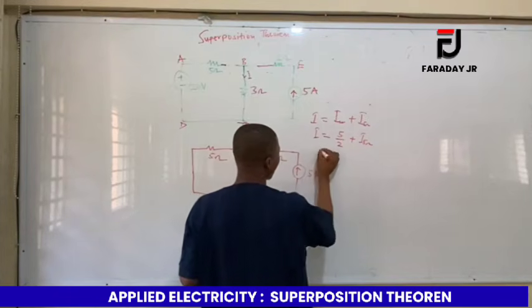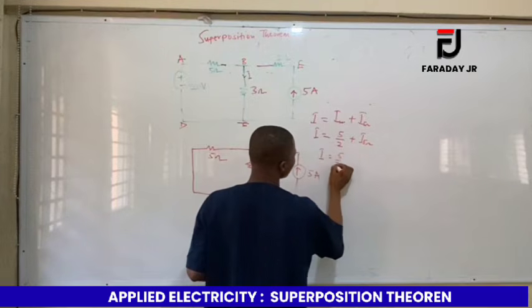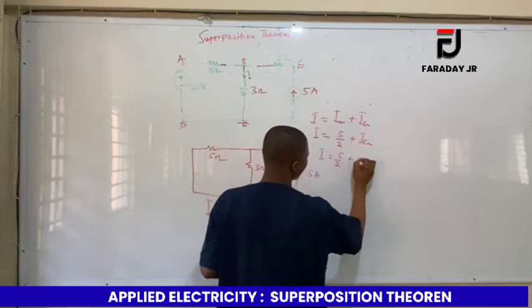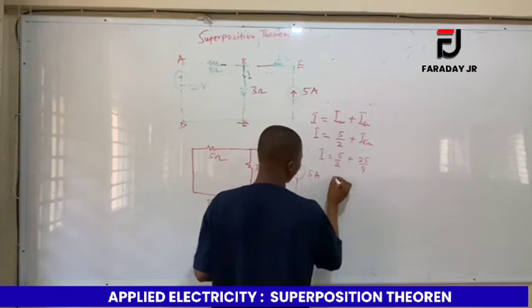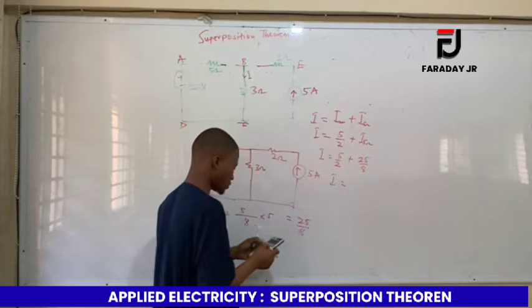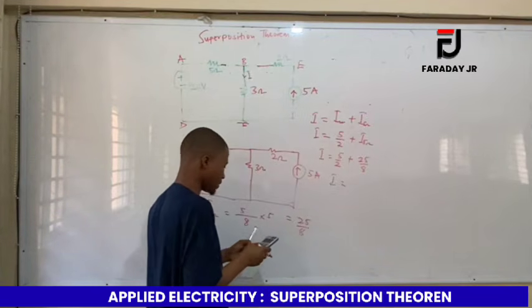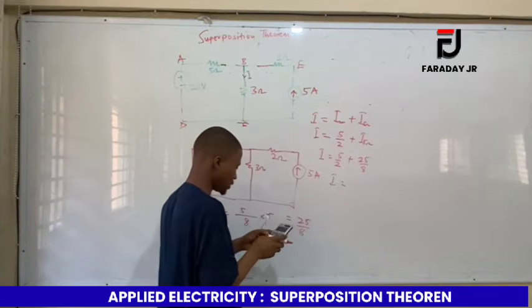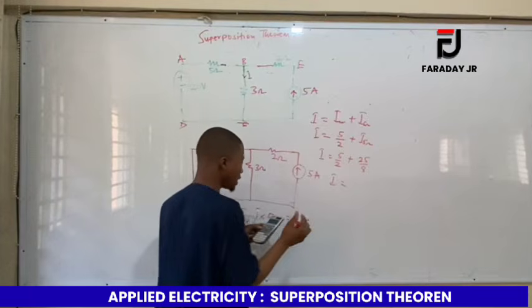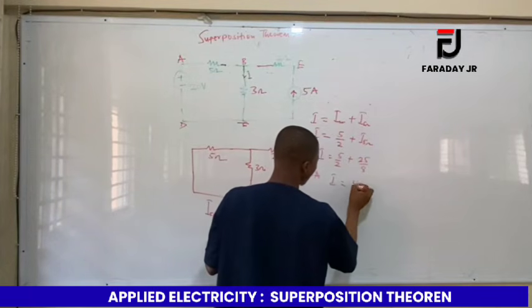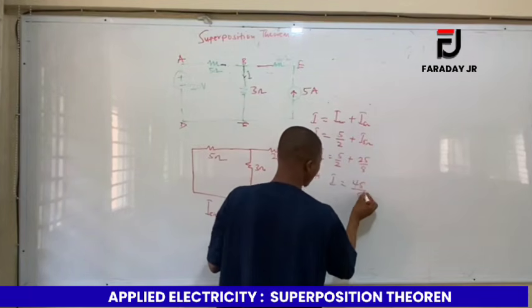So it means that our I total will be equal to 5 on 2 plus 25 on 8. Therefore, our I will be equal to our answer plus 25 on 8. So our total current will give us 45 on 8.